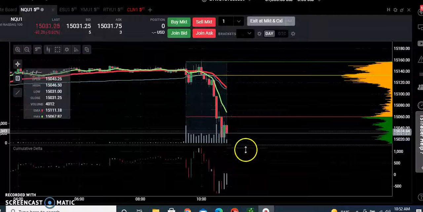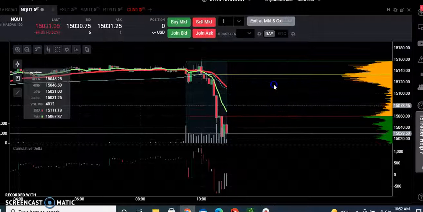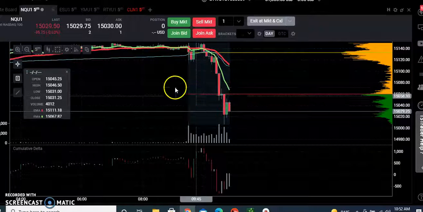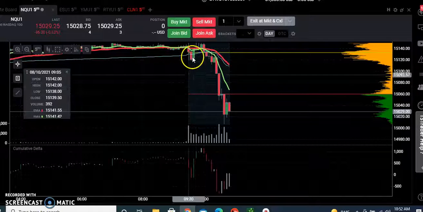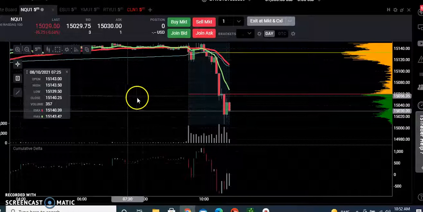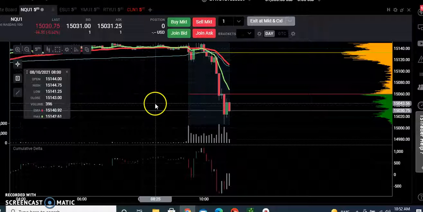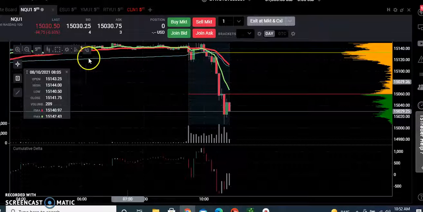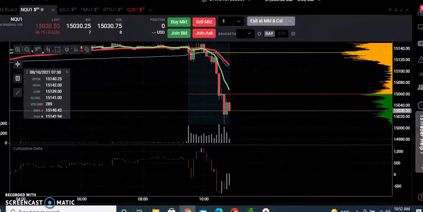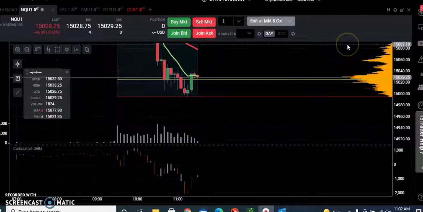And I am waiting for a 1, 2, 3 setup down here. If it forms, I'll get back in on the long side. It had a good drop, though. I'll be back if a 1, 2, 3 reversal sets in. So stay tuned.